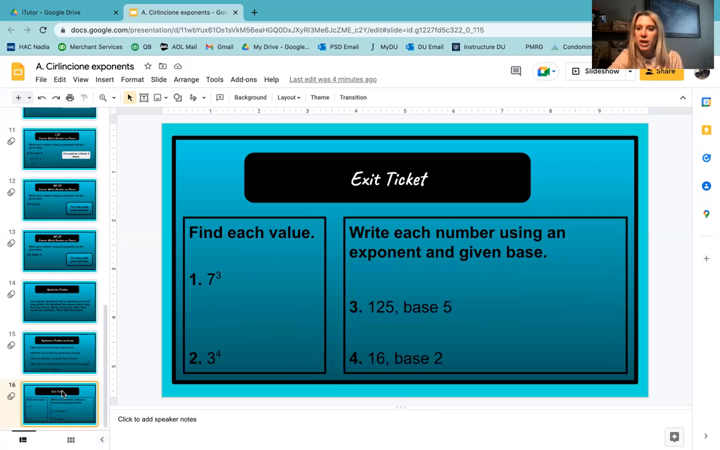Okay, here is your exit ticket. I would like for you to work on this individually. For numbers 1 and 2, you're going to find each value. Okay, you're going to show me how you write a repeated multiplication sentence and then solve. And then for 3 and 4, you're going to write each number using an exponent and the given base. All right, when you are done, please let me know and we will go over this. Fantastic job, kids.